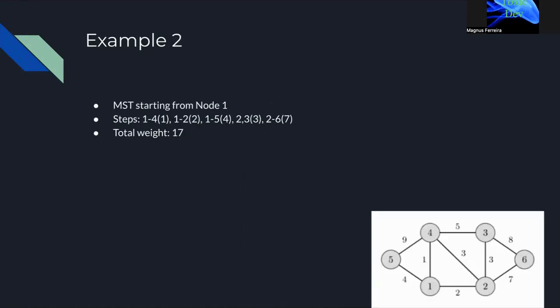Example 2. So we're going to make a minimum spanning tree that's going to start from node 1 on this graph. So from node 1, we can see, okay, what edge has the smallest weight, which is a weight 1 going to 4. So we go 1 to 4 with a weight of 1. Then we go 1 to 2 with a weight of 2, as that's the next smallest weight. 1 to 5 with a weight of 4. 2 to 3 with a weight of 3. And then 2 to 6 with a weight of 7. So this is a minimum spanning tree that includes each node and has the least amount of weight, which in this case is a total weight of 17.